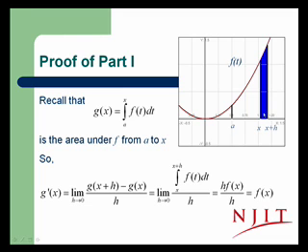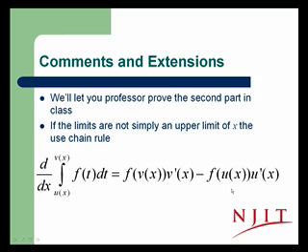to x plus h. Well, as we take h smaller and smaller, what we get is roughly a rectangle of width h and height f of x. So the numerator simply becomes h times f of x. The denominator is h, and we simply get f of x. So the derivative of the integral from a to x of f of t dt is f of x.